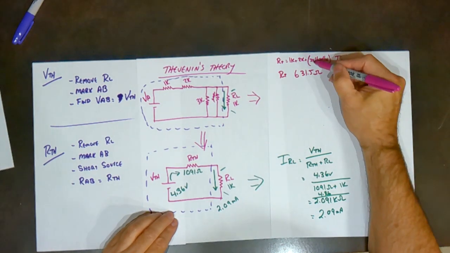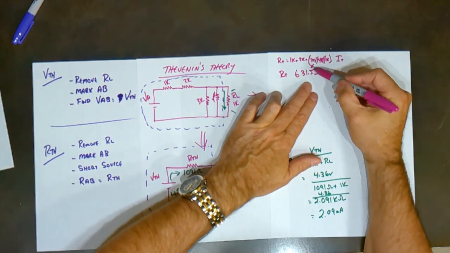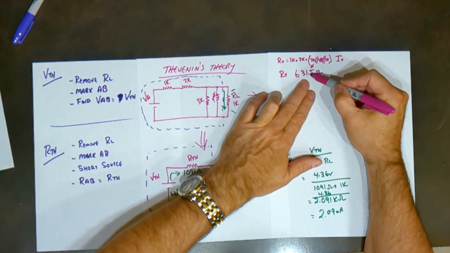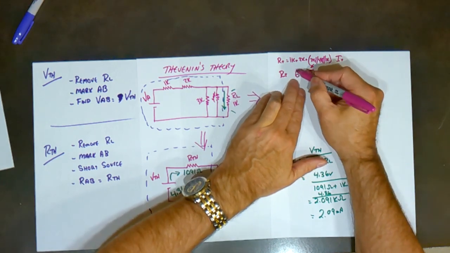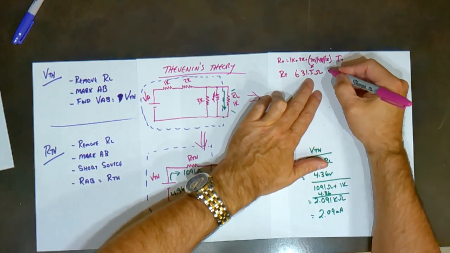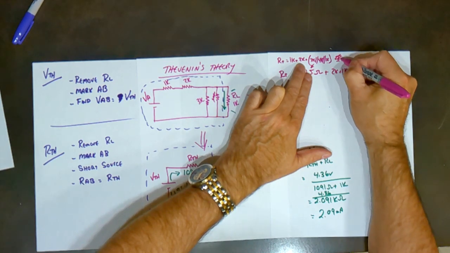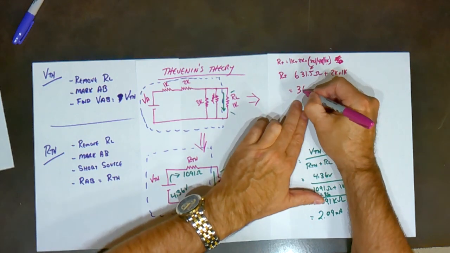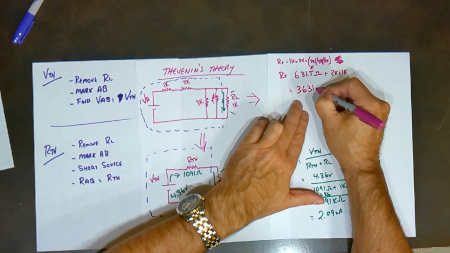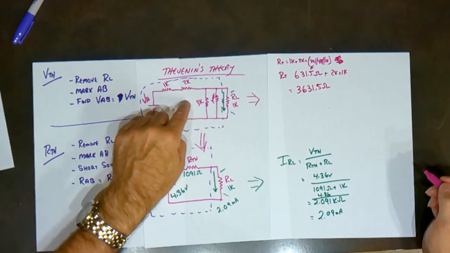And that makes sense. So that's what this part is. It makes sense because 631.5 is less than 1K. So we got 631.5 plus 2K plus 1K. I should have left myself some more room, but that's all right. So we get 3631.5 ohms, our total of this circuit.